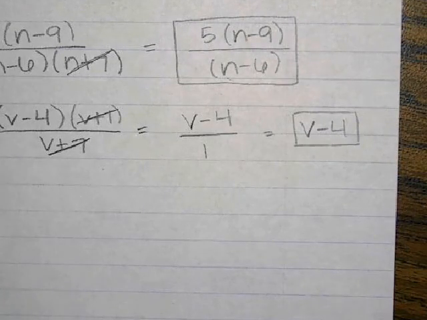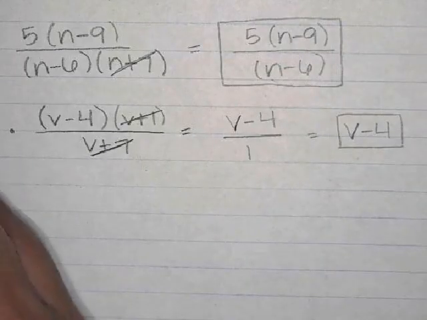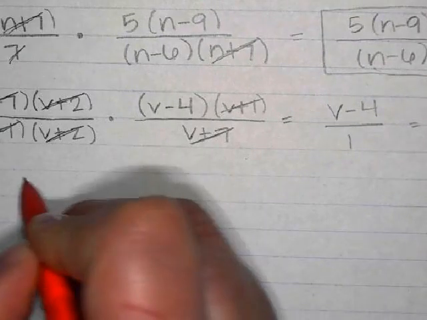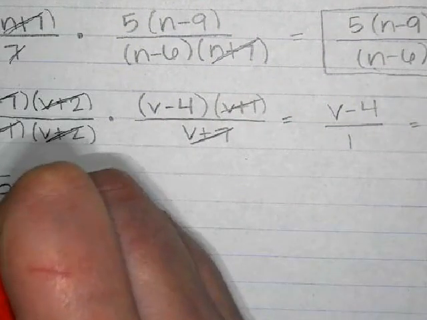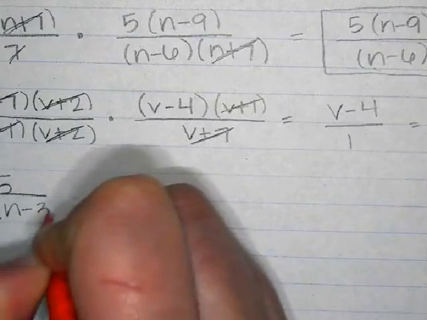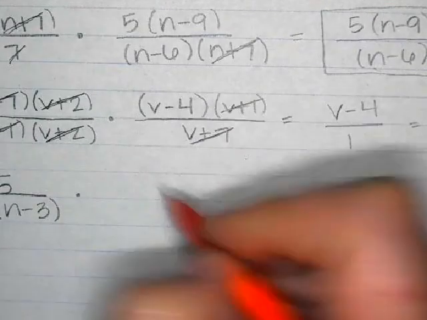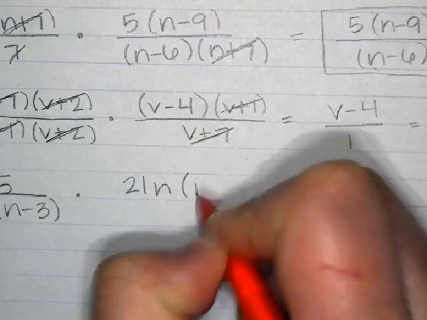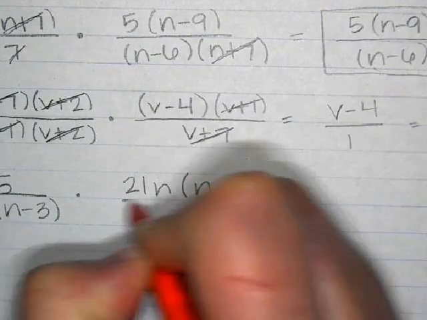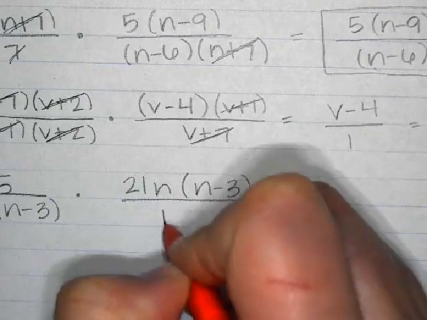I'm going to show you one where they got a little bit weird, because this can happen sometimes. It doesn't get too crazy, but they did a little bit. So we're going to do 5 on the top, 15 times (n minus 3) on the bottom, 21n on the top, (n minus 3), (n plus 8). Okay.